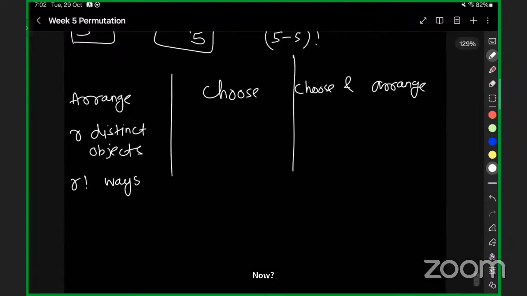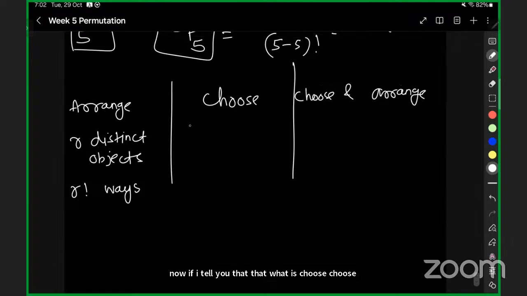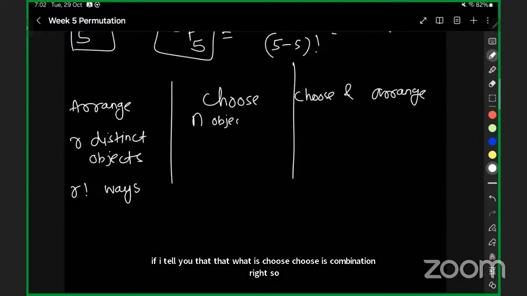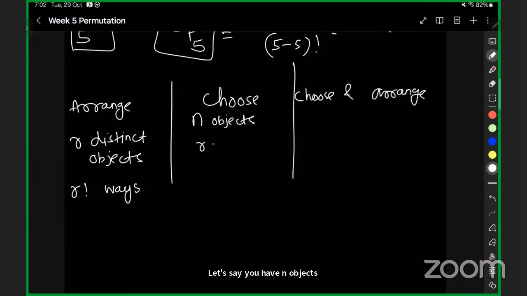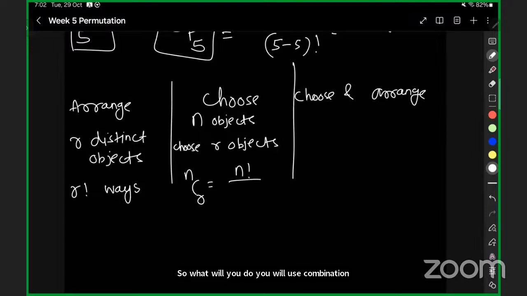Now if I tell you that what is choose is combination, right? So let's say you have n objects. Out of them, you have to choose r objects. So what will you do? You will use combination, whose formula is n factorial divided by (n minus r) factorial into r factorial, right? So this is combination.